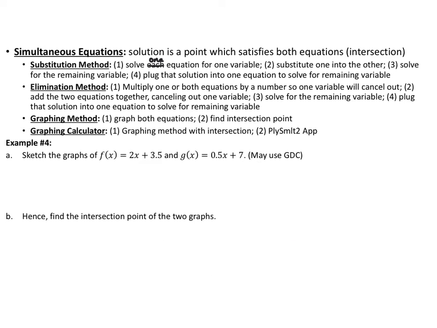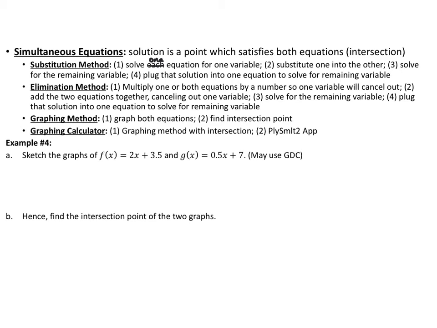Simultaneous equations are when you're trying to find the solution of a system of equations. Basically, you're trying to find where they intersect, what solution satisfies both or all of the equations. There are 4 main methods. The first one is the substitution method. Solve one of the equations for one variable, plug that into the other equation, substitute, solve for your remaining variable, and plug that in to find whichever variable you have left over.